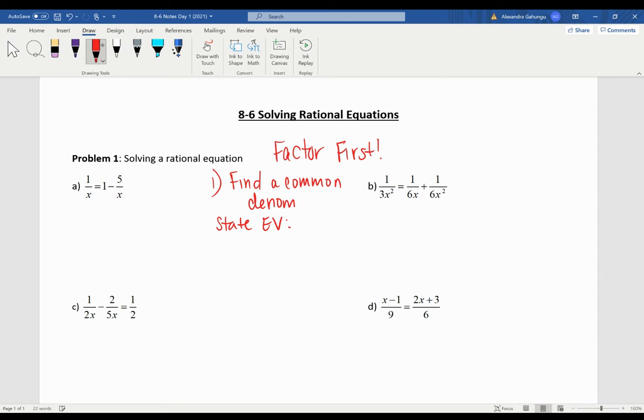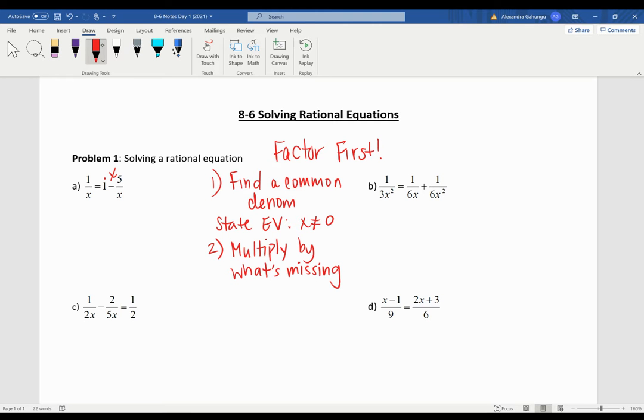our restriction. So it looks like since x is in the denominator, I know that my excluded value is that 0 can't be, because I don't want 0 in the denominator. Next thing we do, we multiply by what's missing here, because our common denominator is x, and the only thing that's missing something is that 1. So I'll multiply that 1 by x, because that's the only one missing the x in the denominator.